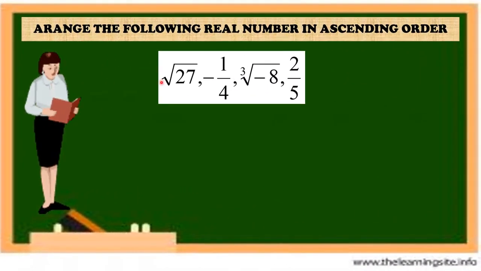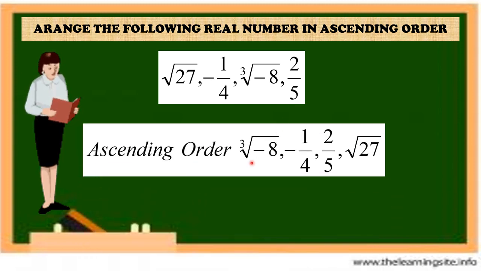We need to arrange the following real numbers in ascending order. Ascending order means from lowest to highest. So we have square root of 27, negative 1/4, cube root of negative 8, and 2/5. The cube root of negative 8 is actually negative 2. Then we have negative 1/4 followed by 2/5, and the square root of 27 is approximately equal to 5 point something.